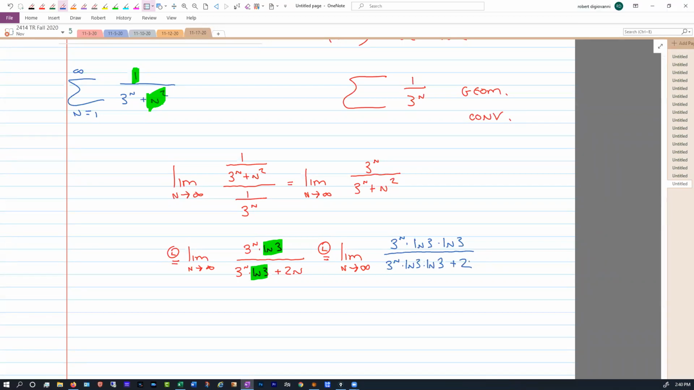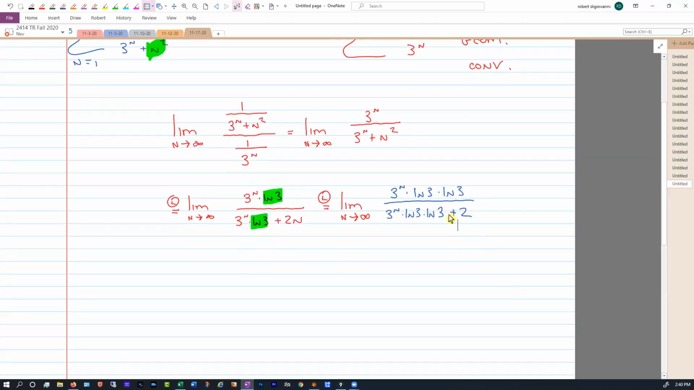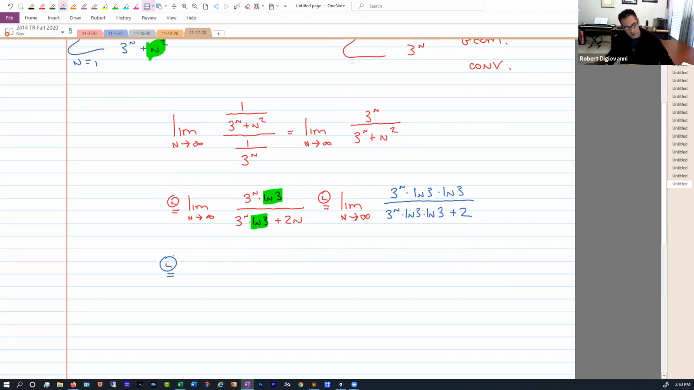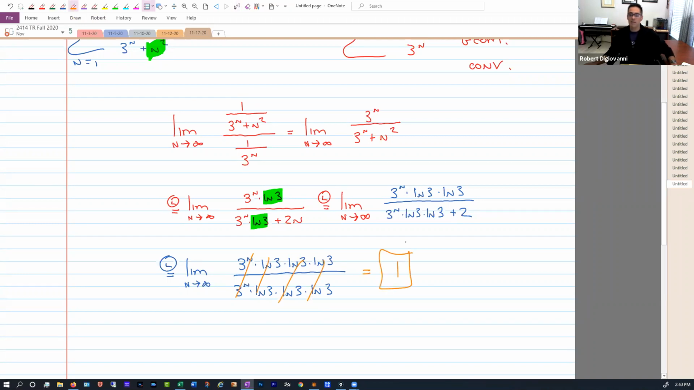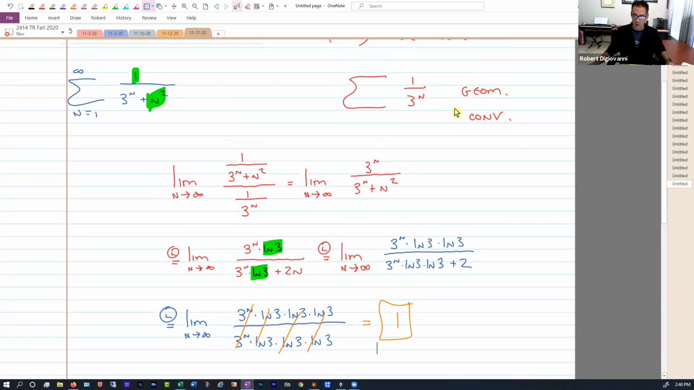Can't they just cancel? Not yet. We've got to do one more L'Hopital. The plus 2 is preventing us from canceling, but if I do one more L'Hopital, I'll get 3 to the n again times natural log of 3, but I already had 2 natural logs of 3 there, all over 3 to the n, natural log 3, natural log 3, natural log 3, but now the derivative of 2 is 0. And now everything can cancel, and so you get 1. And 1 is a positive constant. And therefore, whatever one of them does, they both do. This one converged, that means that one converged.